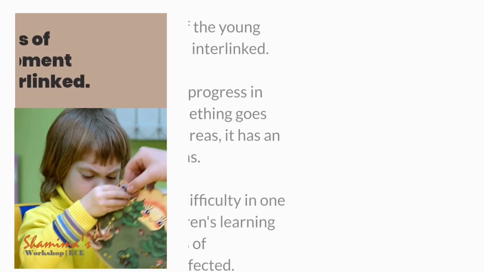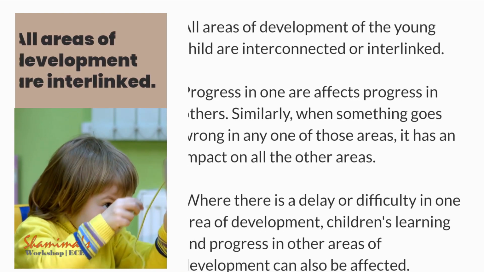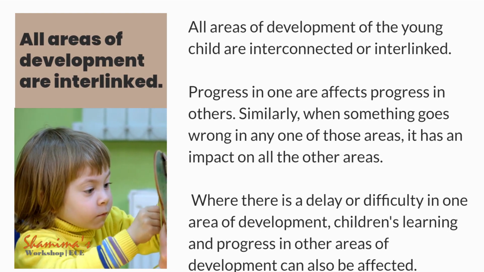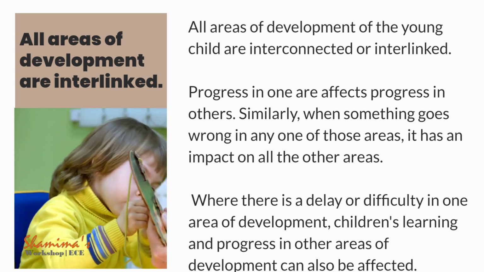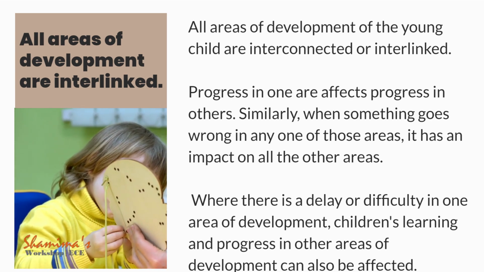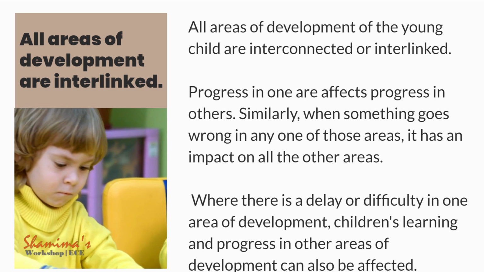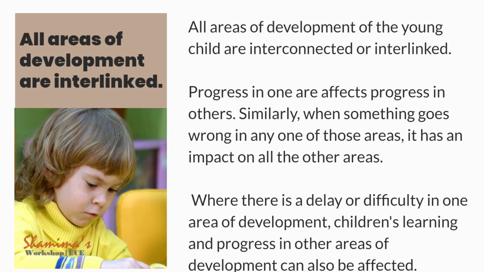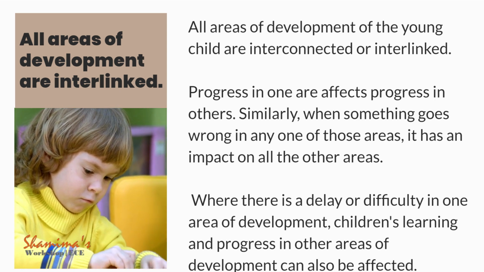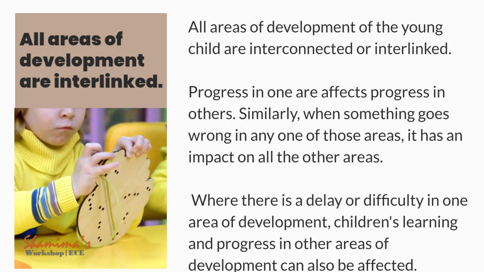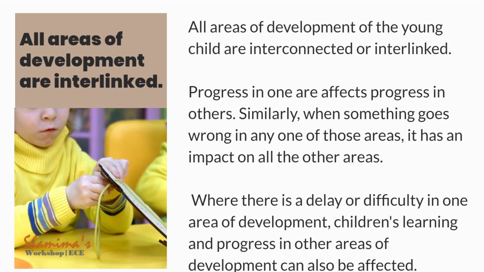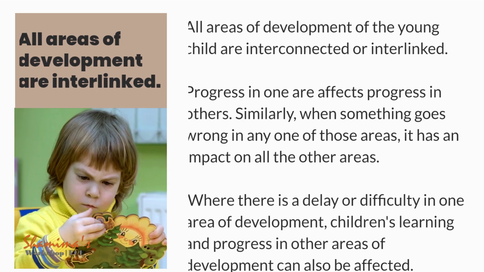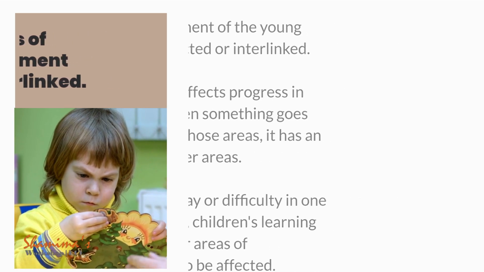All areas of development of the young child are interconnected or interlinked. Progress in one affects progress in others. Similarly, when something goes wrong in any one of those areas, it has an impact on all the other areas. Where there is a delay or difficulty in one area of development, children's learning and progress in other areas of development can also be affected. Let's see how all areas of development are interlinked.